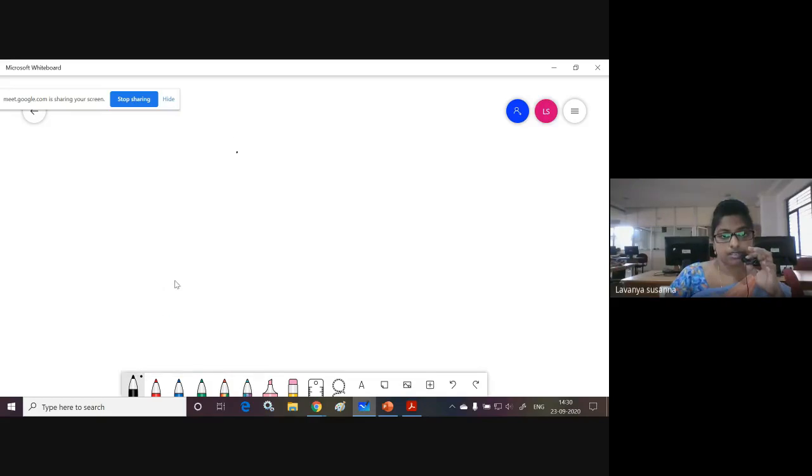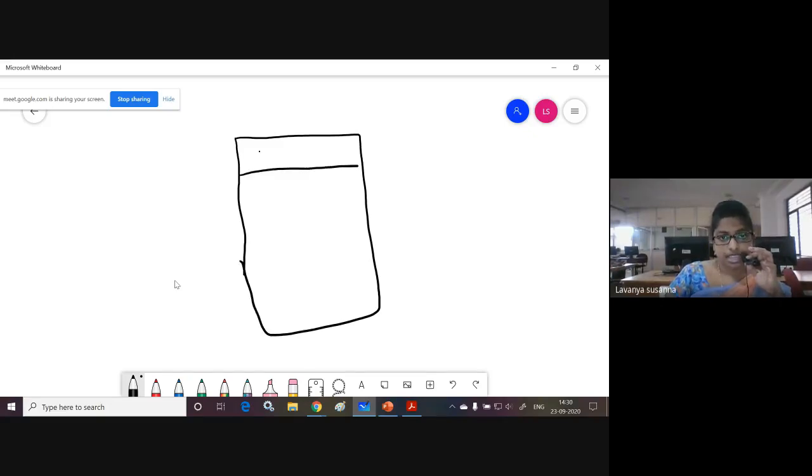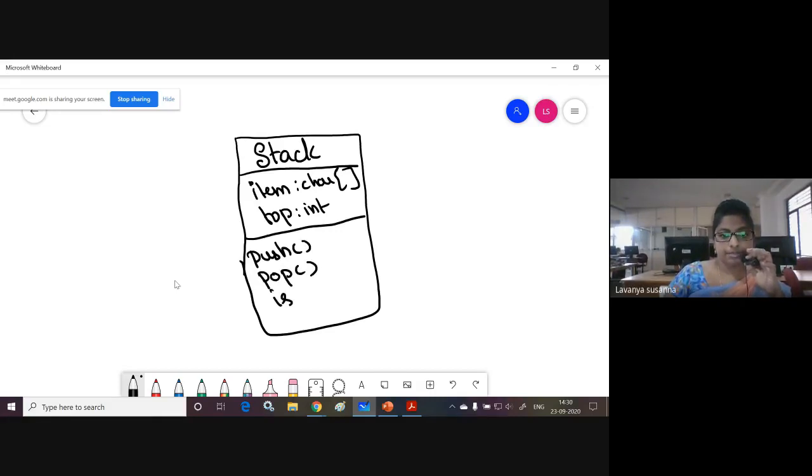Okay, now let us see. I'm drawing a class. Class stack. The class name is stack. What are the attributes? Item. I'm taking an array named item, a char array. Next, top, int. Next, the methods will be push, pop, is empty, top. These are the operations.